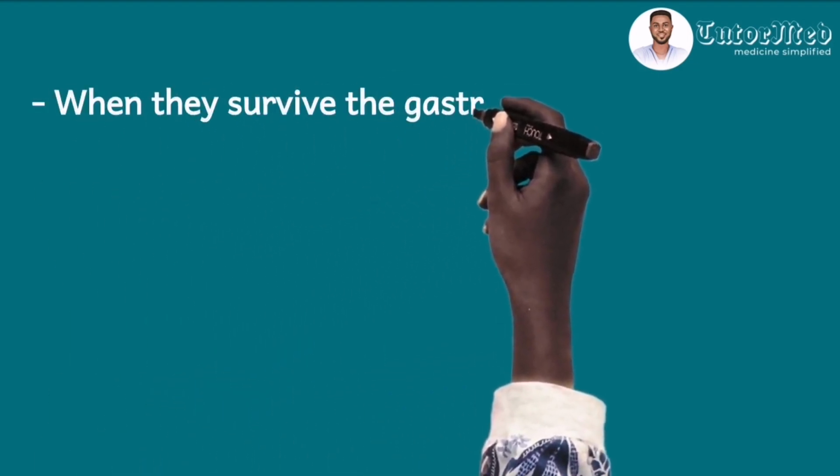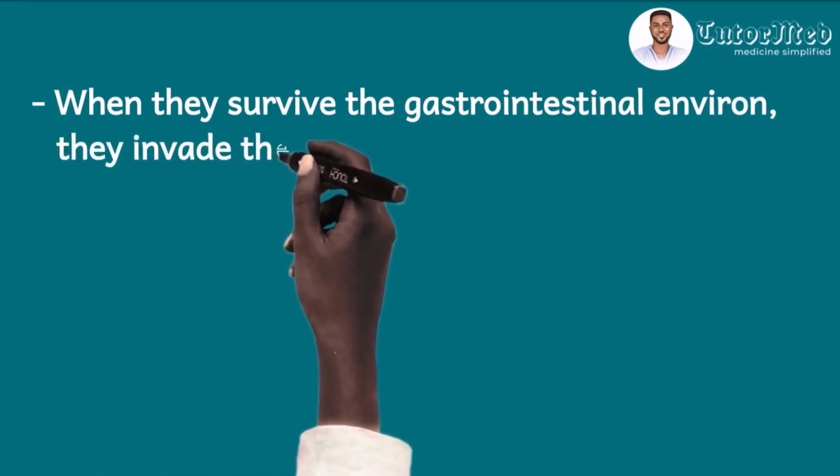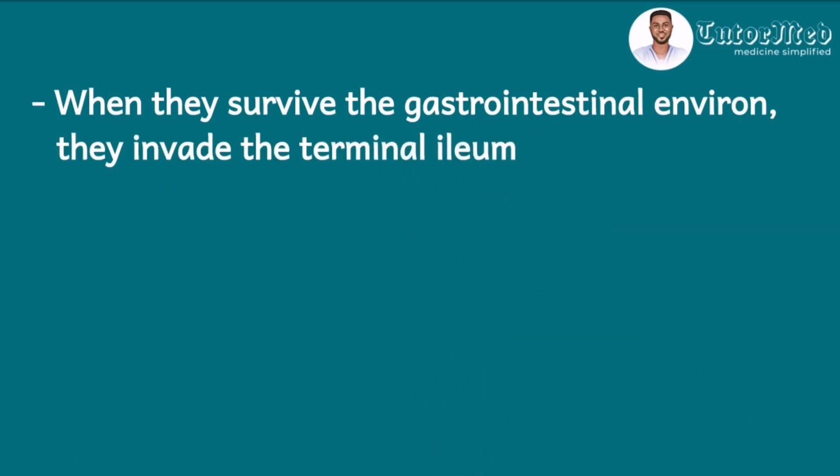Now, unfortunately, this little girl ate the food which had been contaminated by the Salmonella organisms, and the Salmonella load was actually the infective dose. Now, when the organisms get into the GI system and manage to survive the GI environment, particularly the acidity of the stomach, they get to the small intestines and then they invade the terminal ileum.